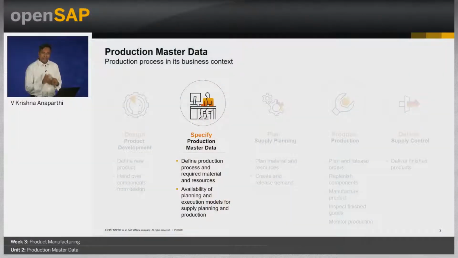Let's continue with our learning of product manufacturing capabilities in SAP Business ByDesign. In Unit 2 of Week 3, we will discuss the key production master data objects that are required to enable the production process. To put things in perspective, in this unit, we will be discussing the specify function from the production process that we have discussed in the earlier unit.